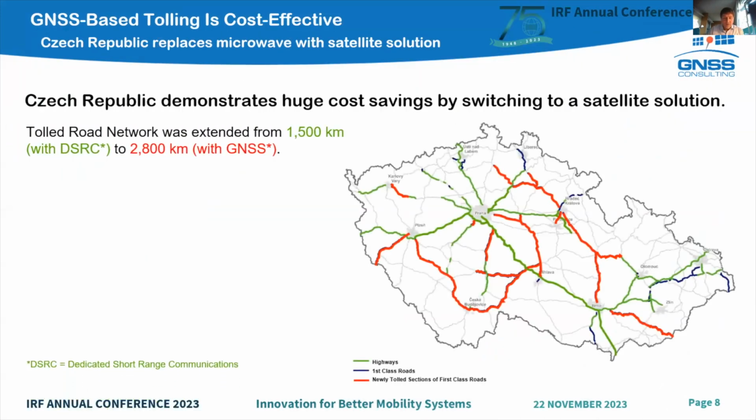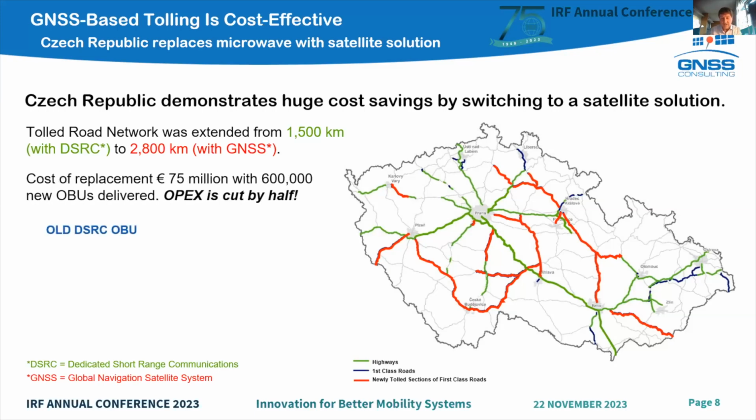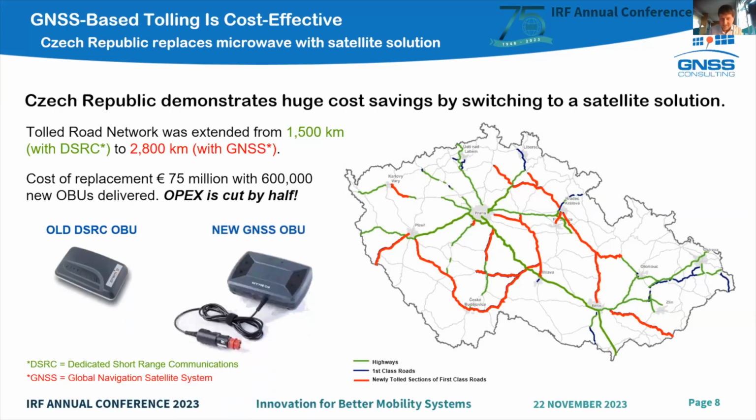I want to point out in particular the Czech Republic, which moved from DSRC microwave to GNSS. With the microwave system, they only covered 1,500 kilometers. Those are the roads in green. And then when they changed to GNSS, they could basically double the toll road network. Although they doubled the network, they could cut the operational costs in half. That's quite remarkable.